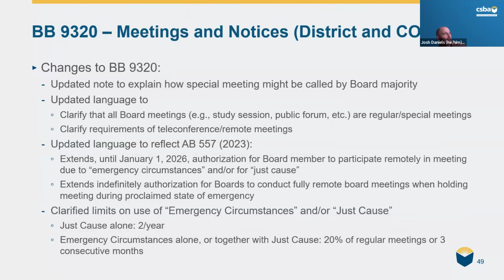All right, meetings and notices. We did a few other changes here. We added a note: under the Brown Act, a special meeting can be called by the board president or the board majority. And the situation comes up, what if the president doesn't want to call a special meeting, but a board majority does? How do they get together to call a special meeting without themselves violating the Brown Act? It makes some suggestions on how you do that, primarily using a superintendent or secretary to help facilitate that in a way that doesn't put you at risk under the Brown Act.